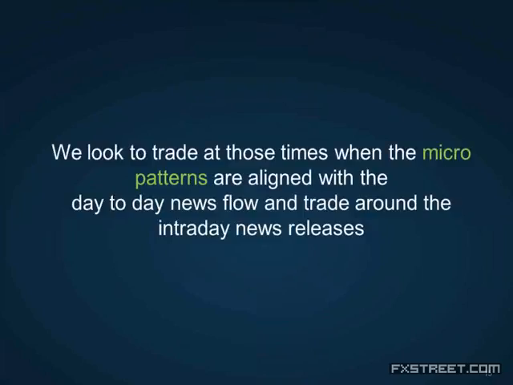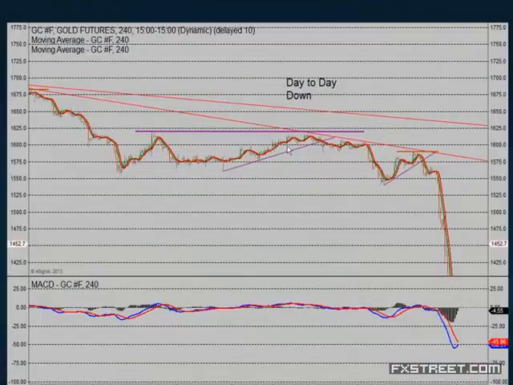And here's how we trade intraday. And this blows my mind, you see the same patterns over and over again the lower you go. We look to trade at those times when the micro patterns are aligned with the day-to-day news flow and trade around the intraday news releases. And here's a classic example of that. The day-to-day was down, so we're just taking these micro. Anytime you get a counter trend line break, that's a micro trend shift. So the micro trend shift in line with the day-to-day, boom, boom. That's the gold market. And it just collapsed.